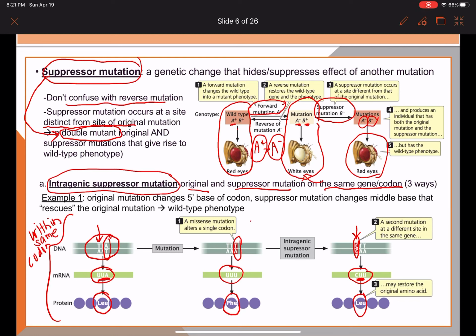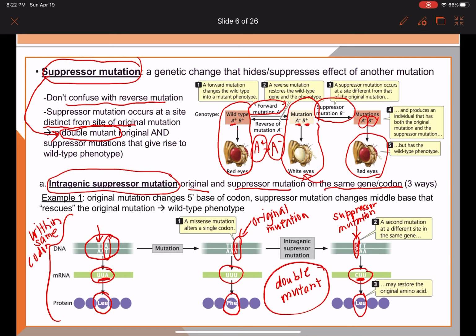So this is your original mutation, and this here is your suppressor mutation. In a sense, this is a double mutant. You have a first mutation that led to a different amino acid incorporation, but because you have this suppressor mutation, I like to call it the rescue mutation, because it rescues the original mutation and turns it back to the original amino acid that you're supposed to have in your protein.